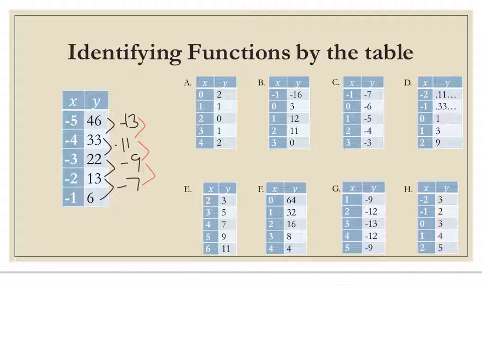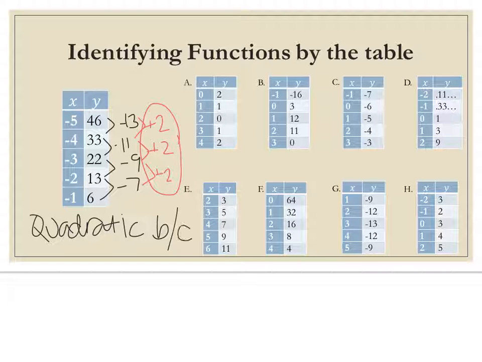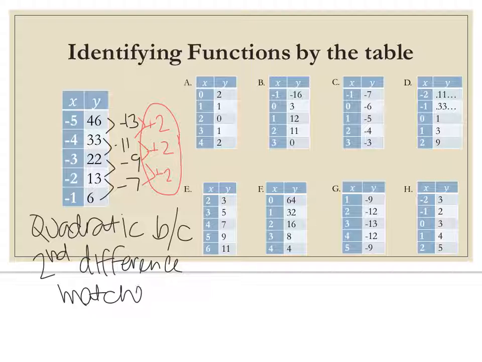From -13 to -11, I'm adding 2. From -11 to -9, I'm also adding 2. And -9 to -7, I'm adding 2. So we're going to say that this is quadratic because the second difference matches. So same deal here, A through H, which others are also quadratic.